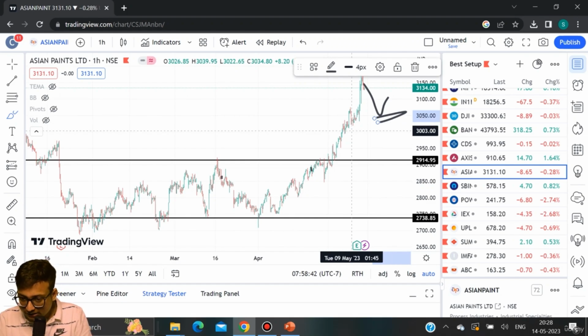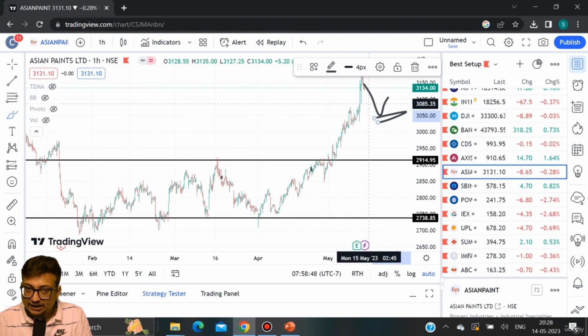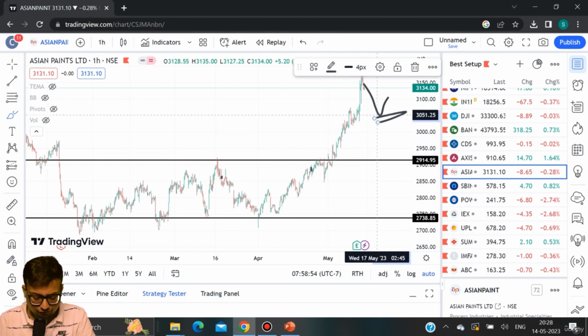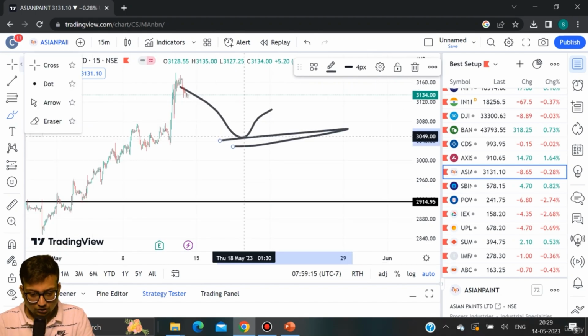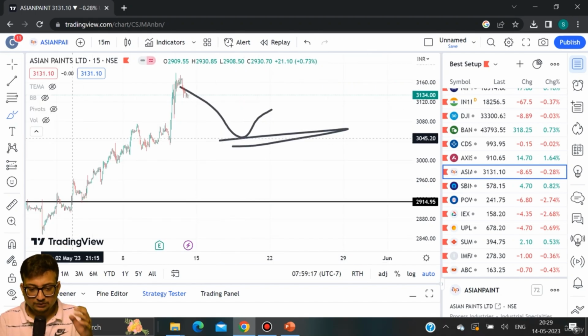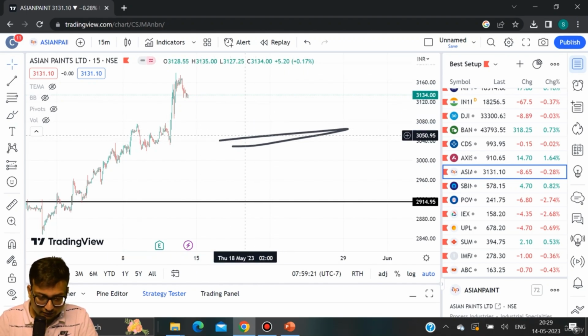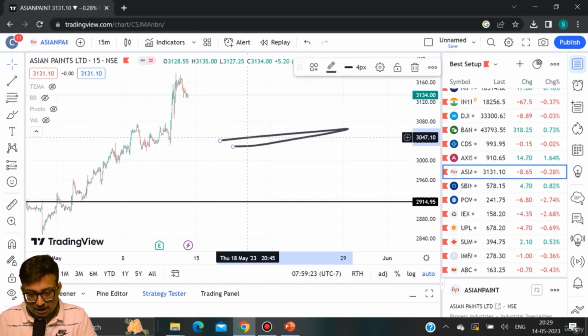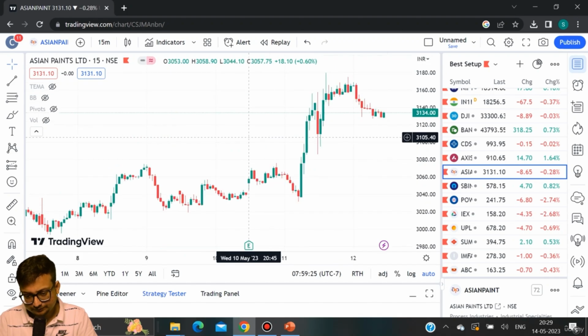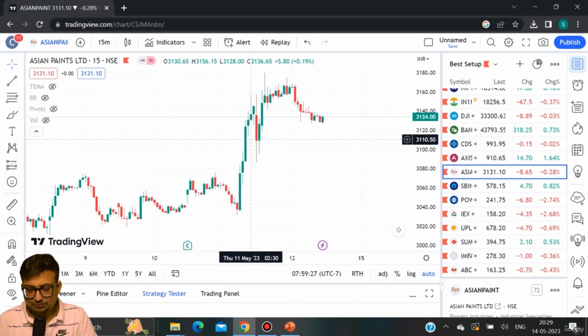So let the stock take a swing. Let the stock take a proper retest. Then we can go for again a long trade. Let's come to the 15-minute time frame. If you see, one second, let me clear the chart. So in the 15-minute time frame, now we are seeing it very clearly. So this was the current resistance, and this is a current support.